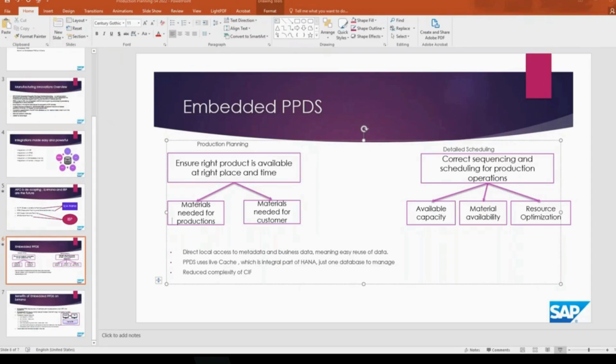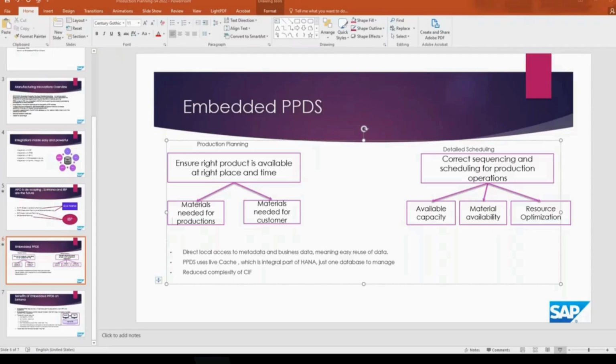How does production planning do this? By checking the materials needed for production. The primary look for production planning is to look for the materials that are needed for production and for material needed for customer. These are the 2 things which are input for production planning. You will be able to relate these when we go and explore the heuristic session. As I said a few minutes back, heuristic is nothing but an algorithm. It's basically mathematical calculations that heuristic does in the back end, and those calculations go through the live cache.